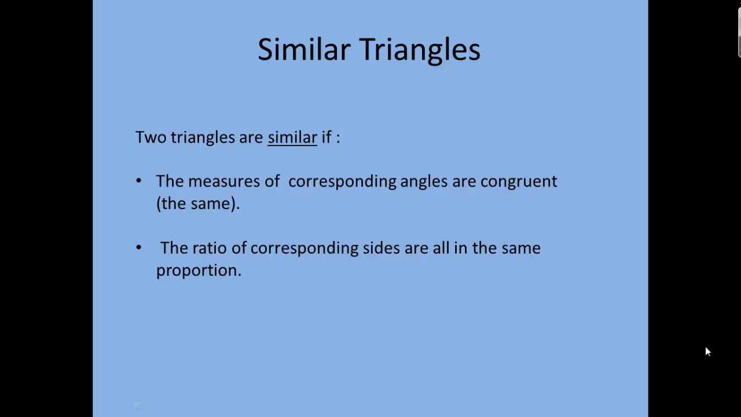This is a video on similar triangles. We'll start with this definition. Two triangles are similar if one of the following has to hold true: the measures of corresponding angles are congruent, meaning corresponding angles have the same measures, or the ratio of corresponding sides are all in the same proportion. We'll talk more about the second rule of why they're similar.